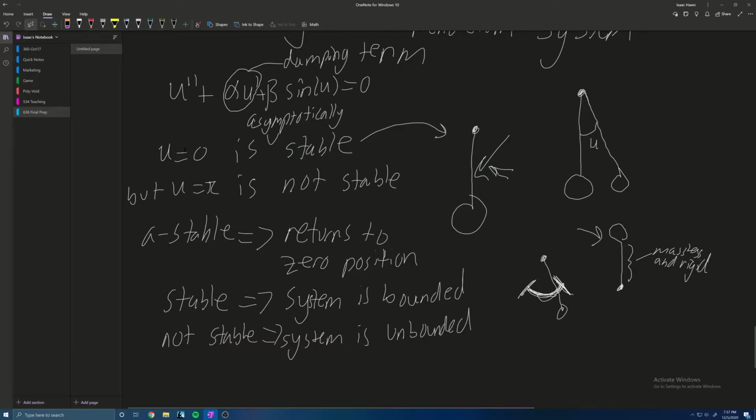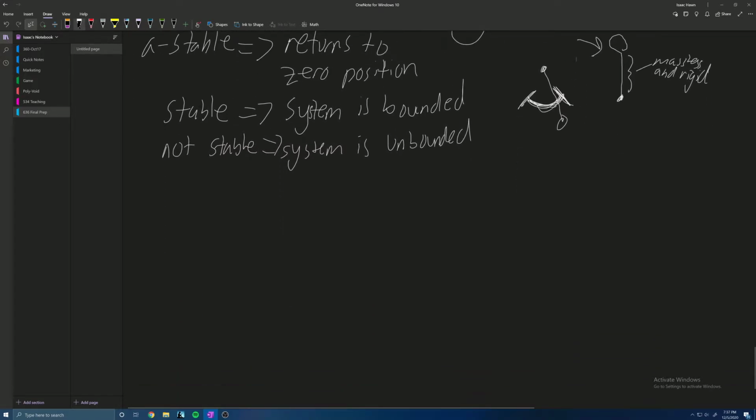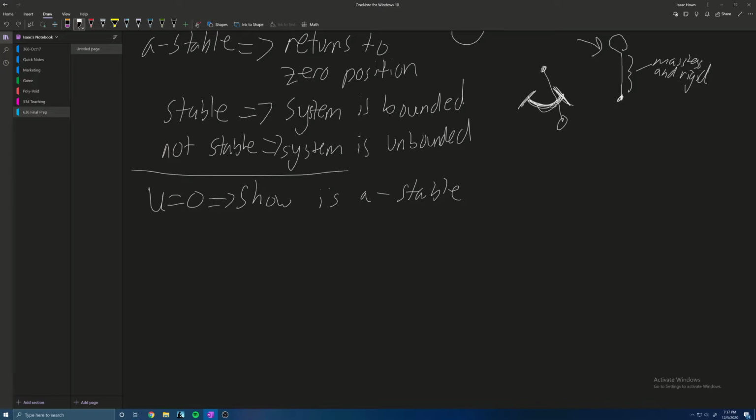So let's do this mathematically here. We just thought through it intuitively, but let's prove this mathematically. So let's do the first case, u equals 0. Show it is asymptotically stable. I'll put a little divider here so we can keep our thoughts organized.